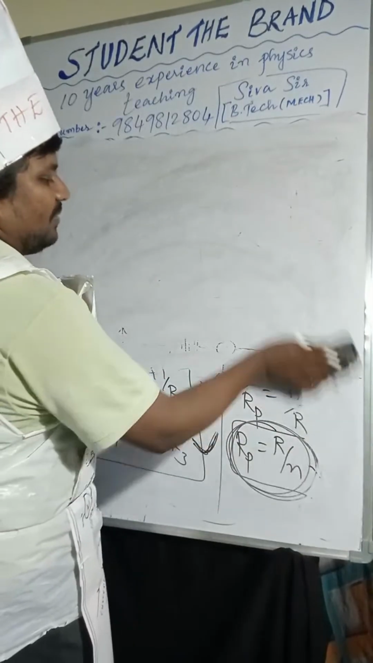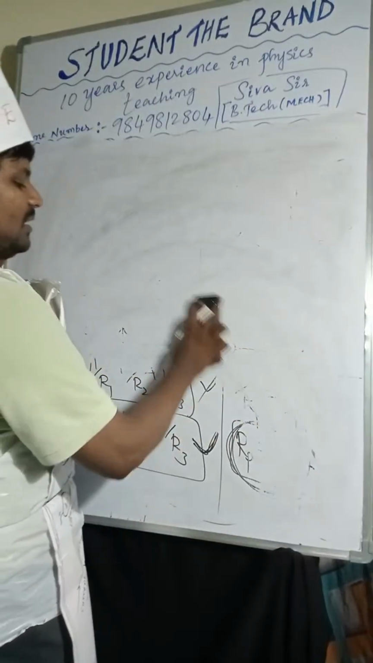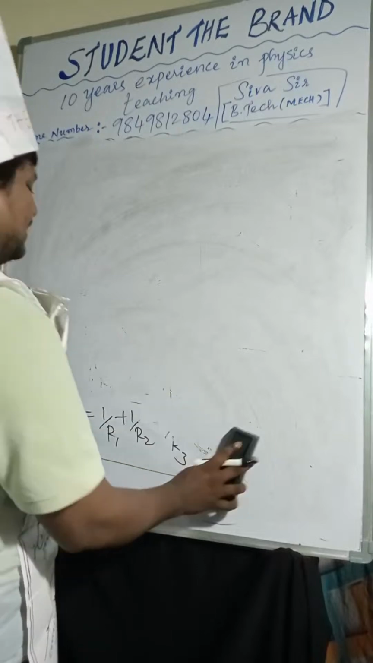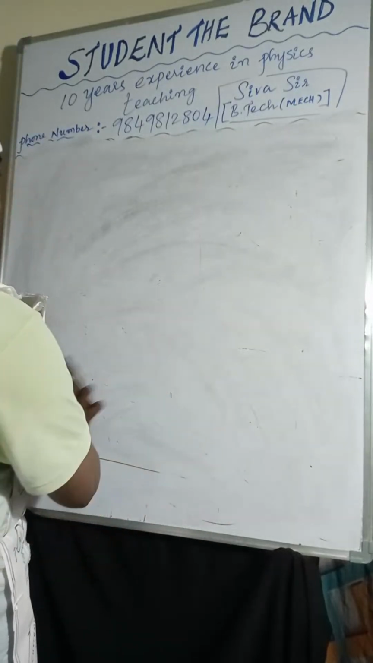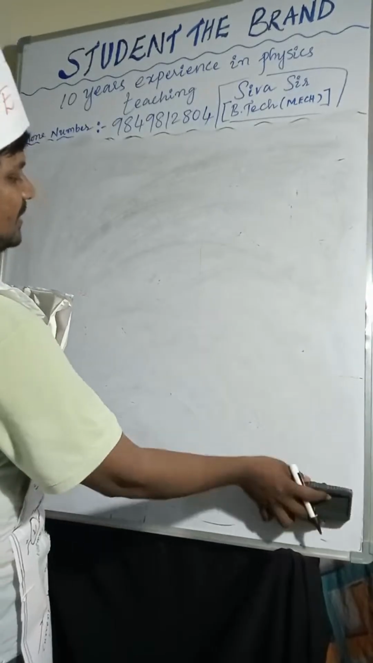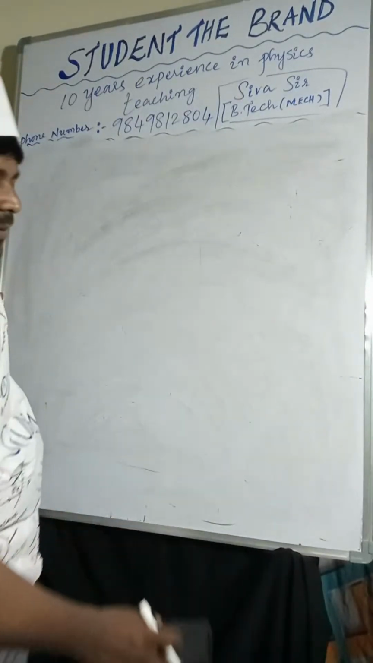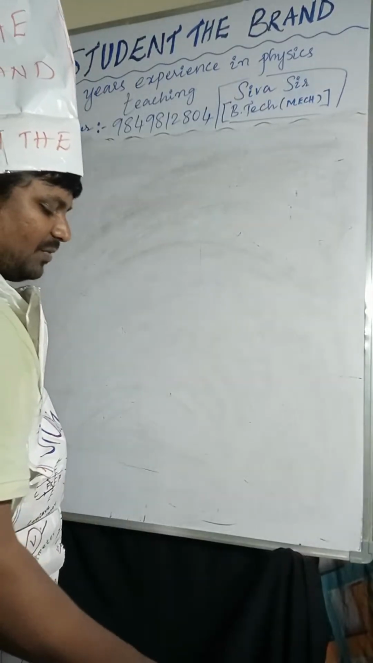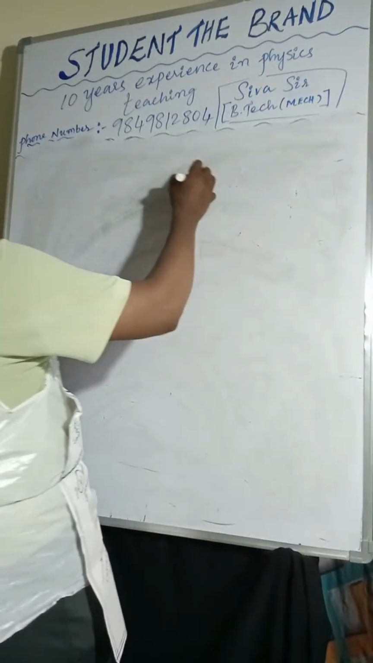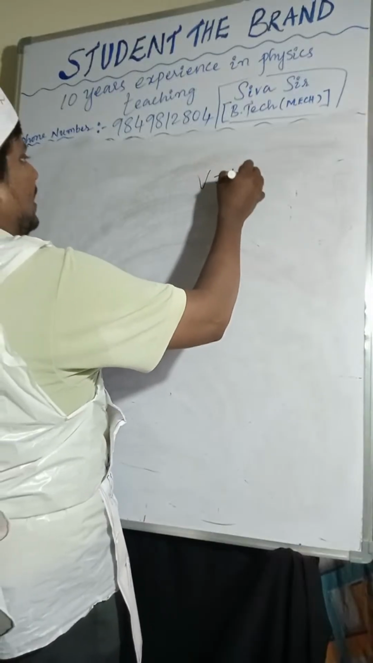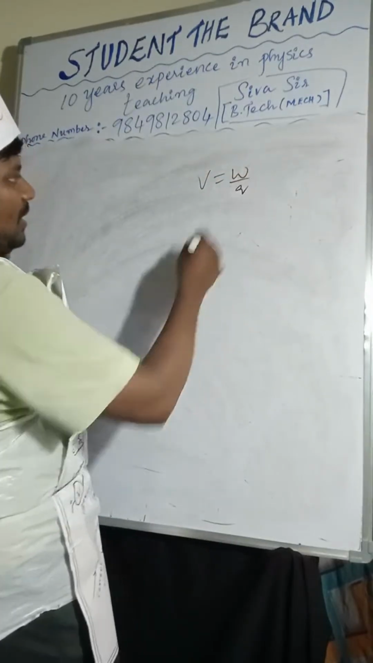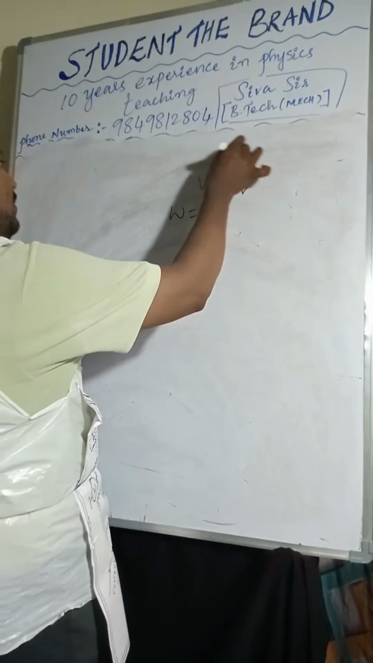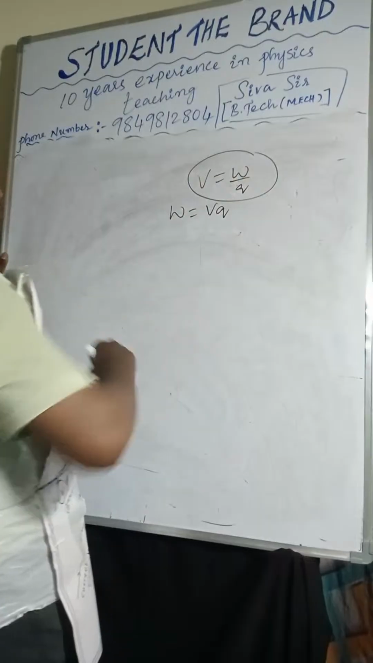Heating effect of electric current is nothing but when we give current to the conductor, the total amount we give will be dissipated entirely in the form of heat. I am considering here V equal to W by Q, so W equal to V into Q. This is the formula of potential difference.